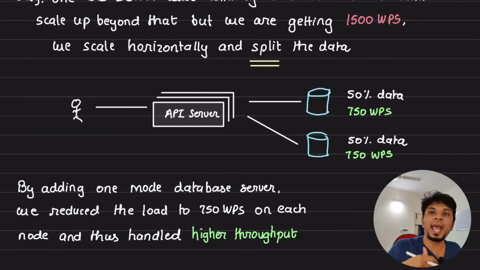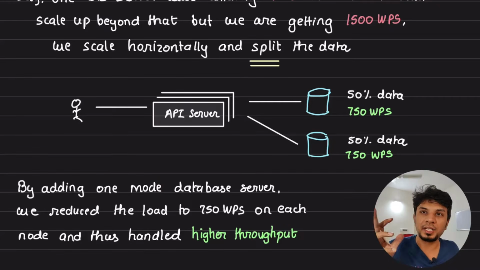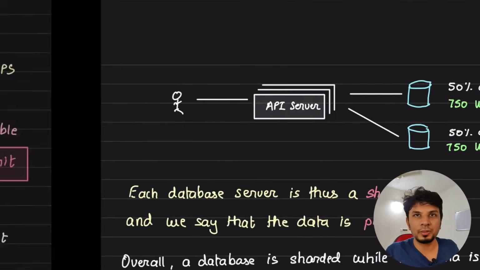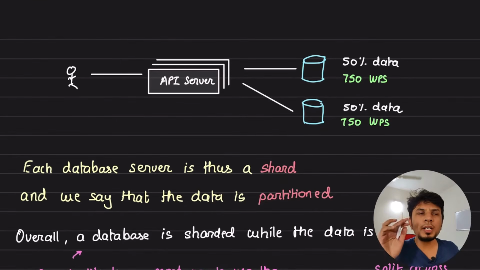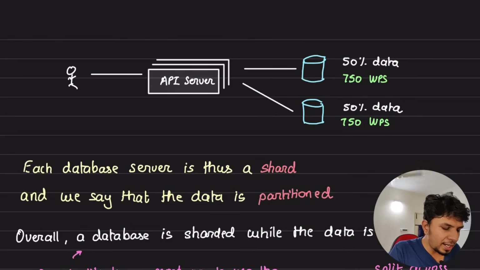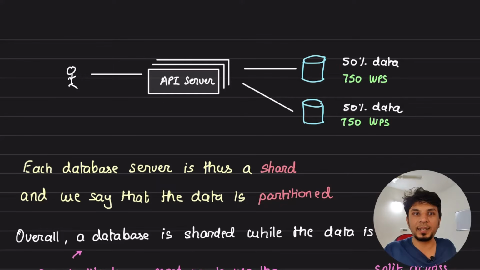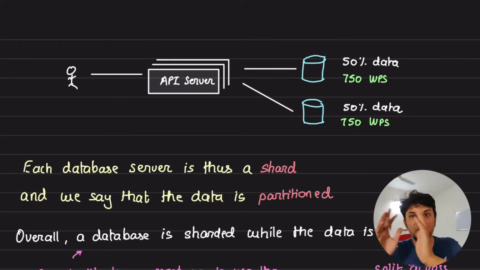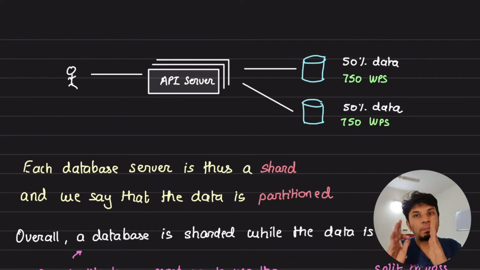So this is why we actually need both of those concepts, sharding and partitioning. Here we have partitioned the data across two shards, so that 50% traffic goes over here, 50% traffic goes over here, and we are able to handle higher throughput. So what we just did is add one more data node. This data node that we add is called a shard. We added a shard to our database and we partitioned the data. Partition is all about splitting the data. So the database server is sharded while the data is partitioned, right?